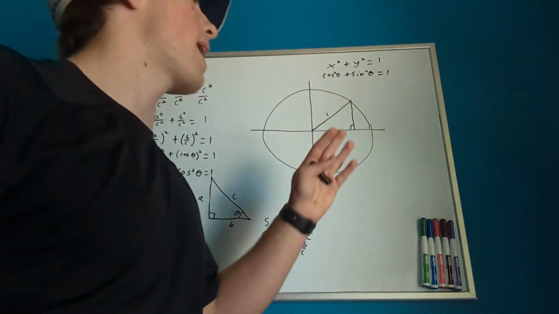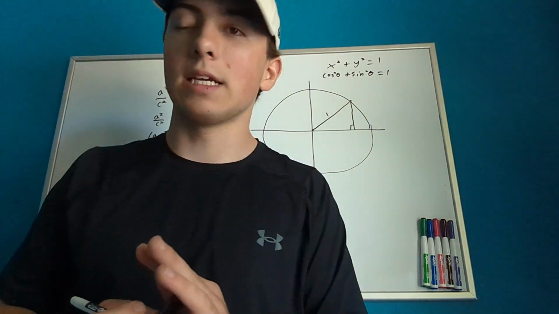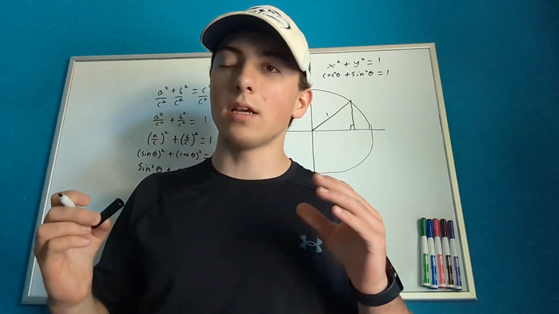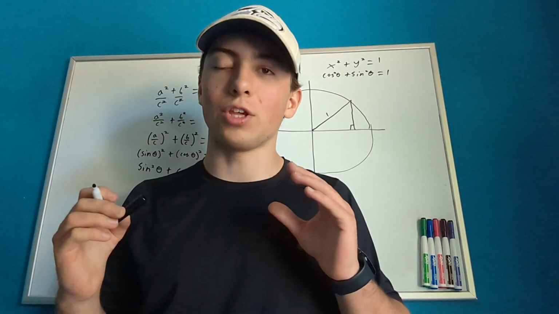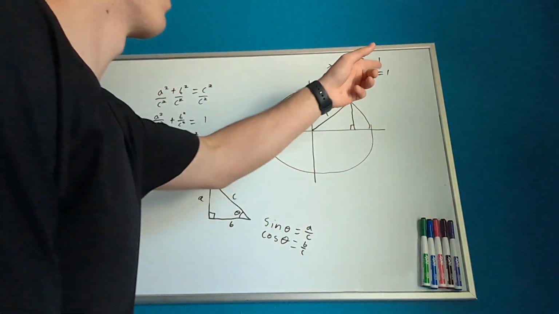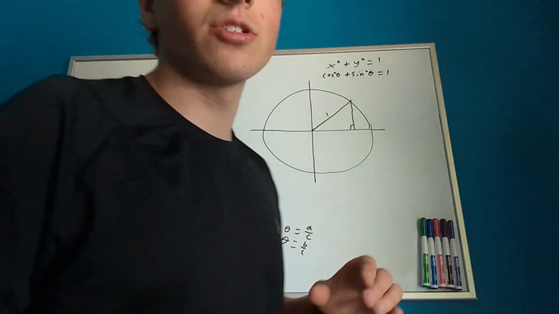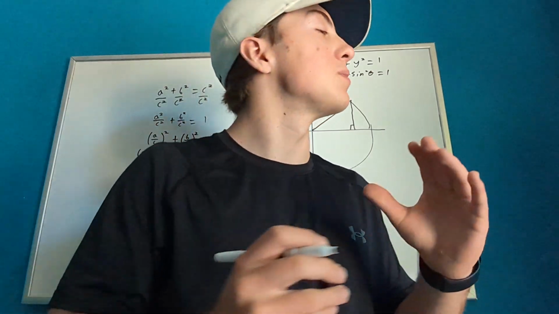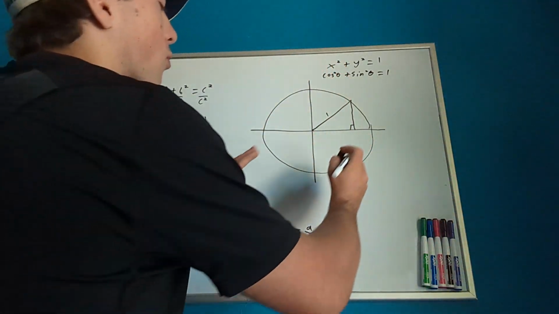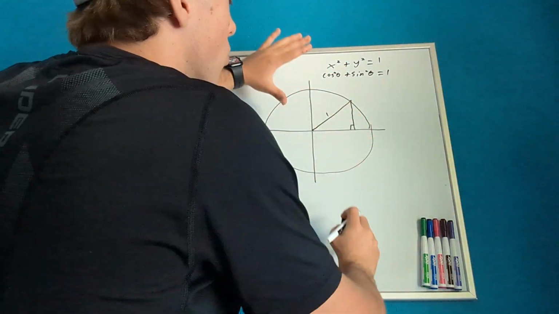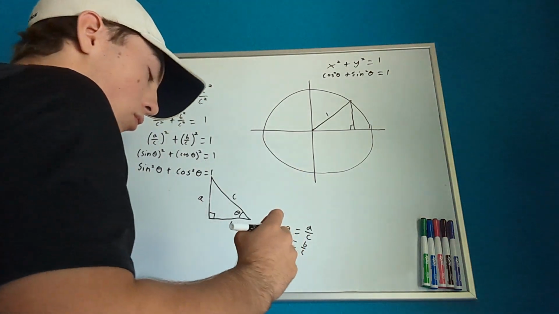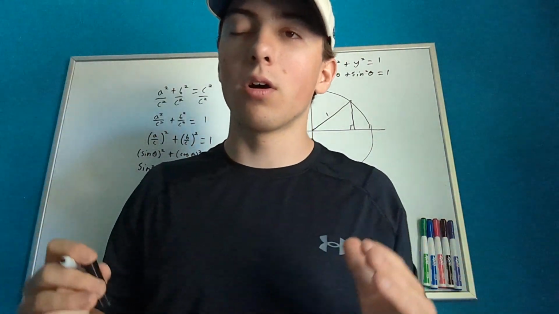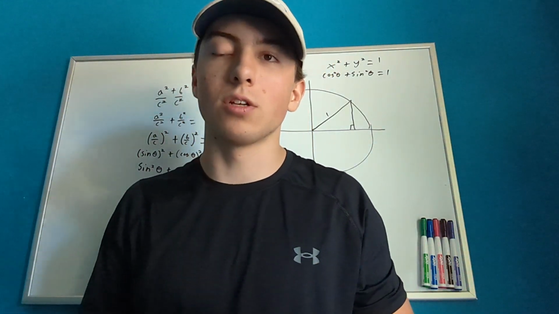Now, a question you might have after that proof is, does this only work for the unit circle, when the radius is 1? And the answer is no. And why is that? It's because as our radius grows, so does our perimeter or our circumference. So it's all going to grow proportionally, so it still works.